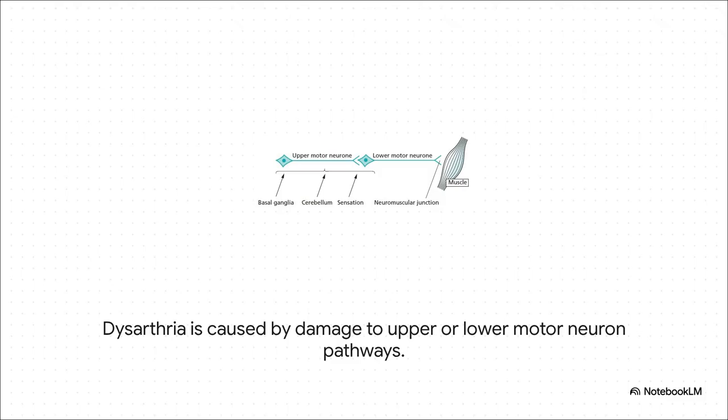Now, here's an important clinical point. Many of these muscles get nerve signals from both sides of the brain, so if there's only a unilateral disruption, the dysarthria might be pretty mild or temporary. It's when you have bilateral disruption that you get more severe, lasting problems.